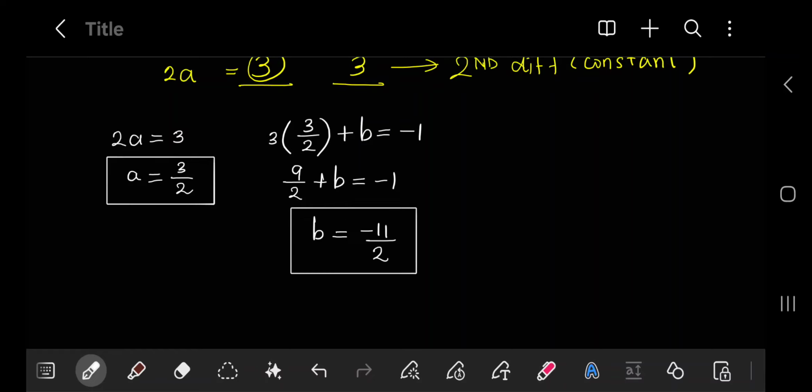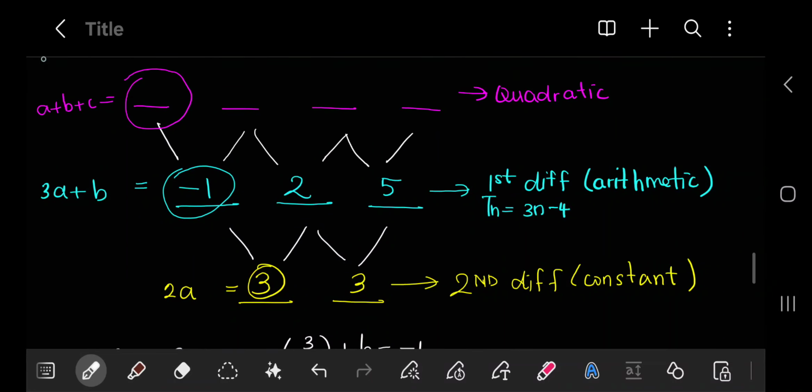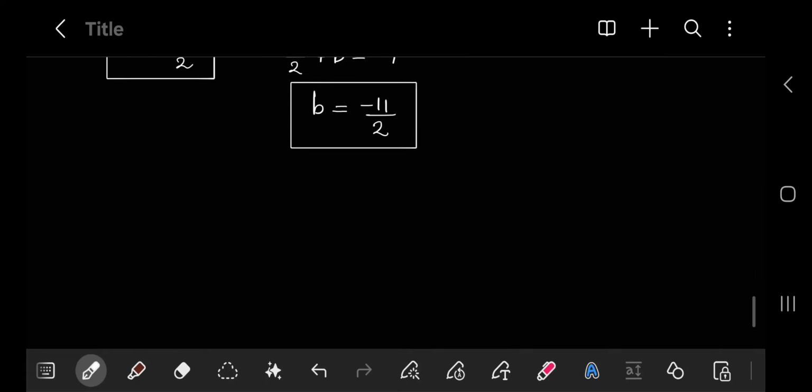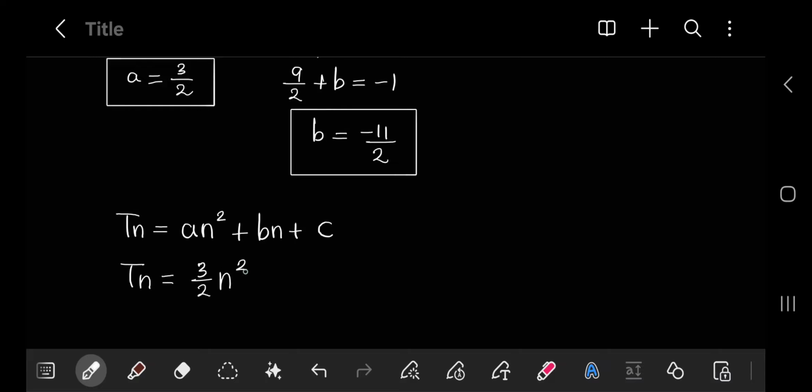Now, the next step where we may encounter a problem is that in order for you to solve for c, you cannot just work with a plus b plus c because we don't know what the first term is. So we don't actually have something to equate it to. But using what I have for a and b, I'm just going to write out the general formula in terms of that. So Tn is equal to an squared plus bn plus c. I'm going to replace a and b with what I just calculated.